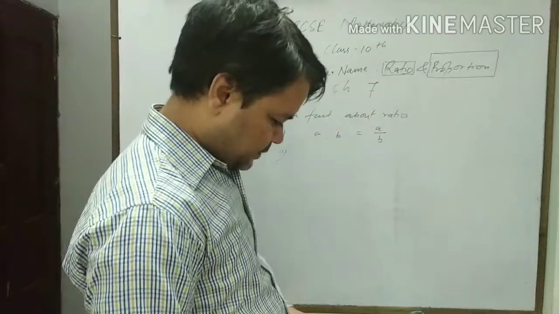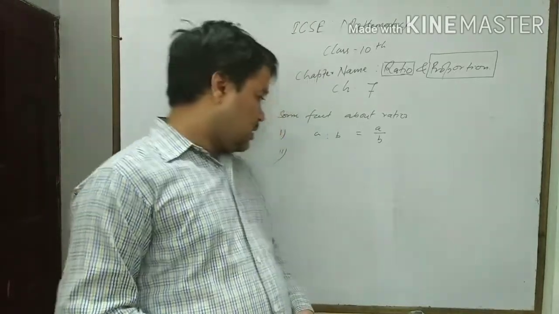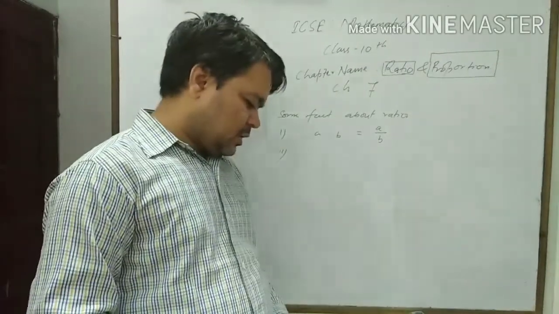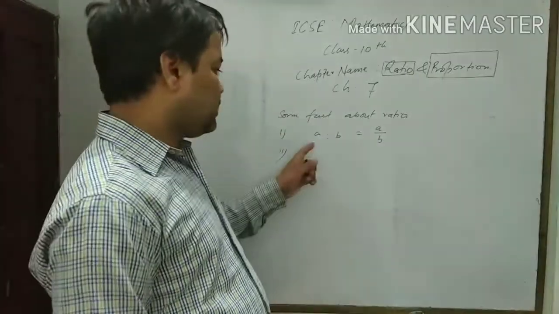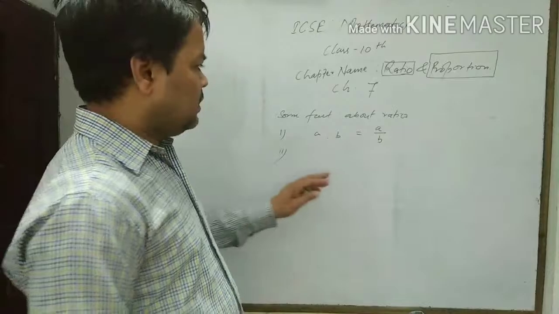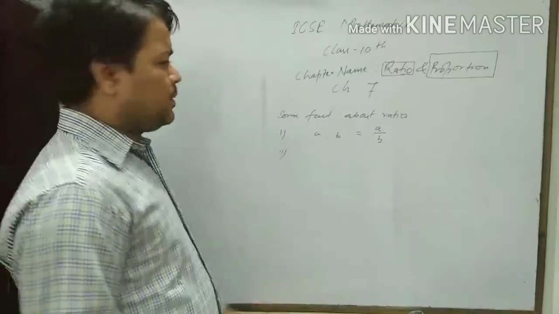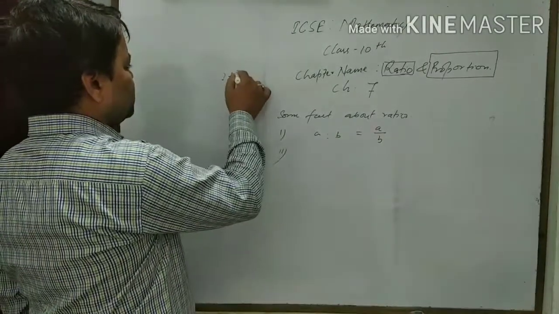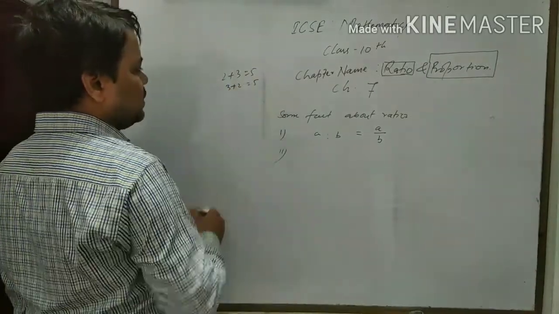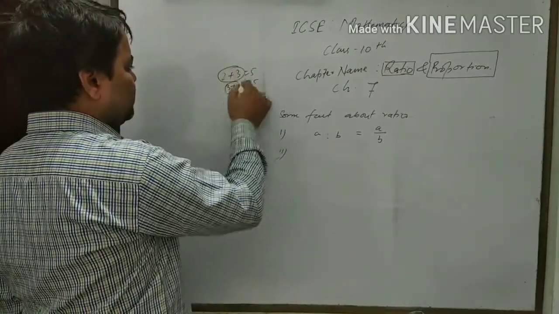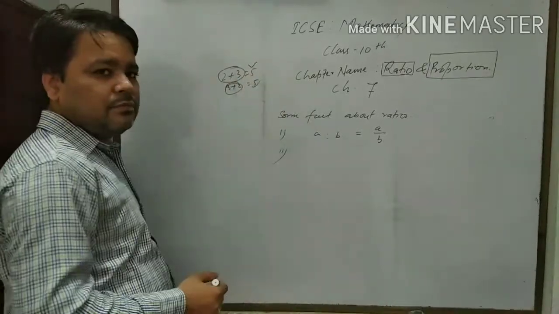The second fact is the order of the term in a ratio is important. What is the meaning of this? If we write 2 plus 3, that is 5, and 3 plus 2 is also 5. So we can write 2 plus 3 or 3 plus 2. In these conditions the value will be the same.